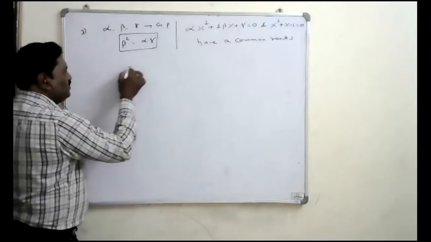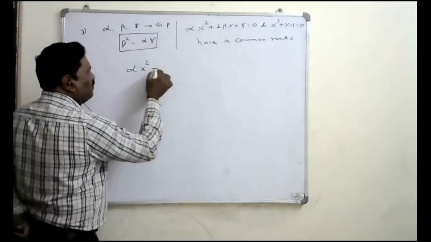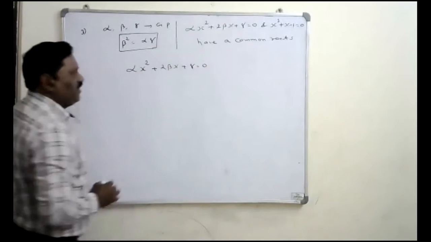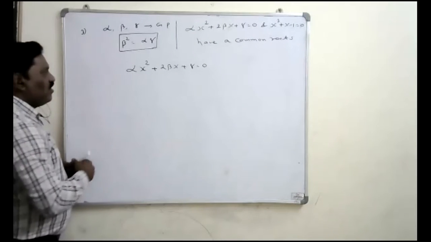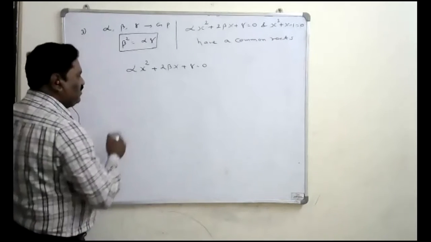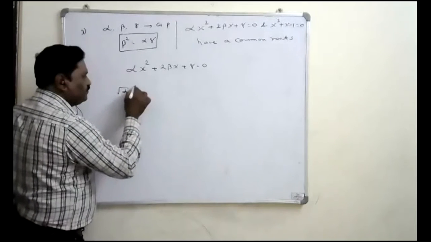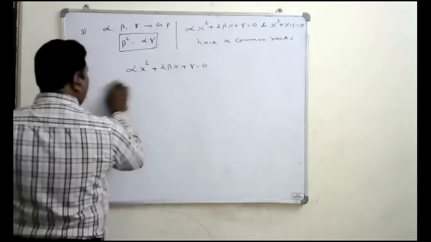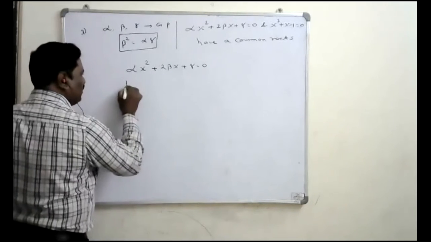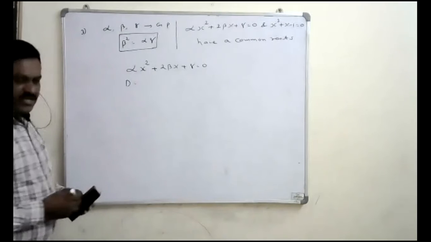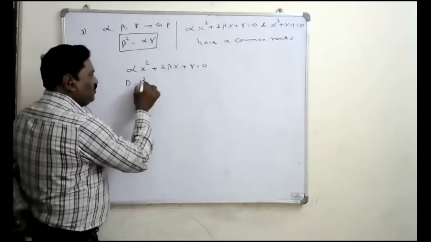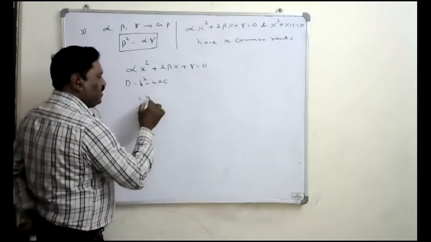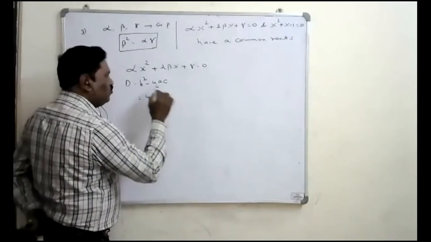To find this, the first equation is alpha x square plus 2 beta x plus gamma is equal to 0, right? Now, alpha x square, I can write as root alpha x whole square. Or otherwise, I will find the discriminant value of this. That is D, that is b square minus 4ac. What is the value of b square minus 4ac? 4 beta square minus 4 into ac, that is 4 alpha gamma.